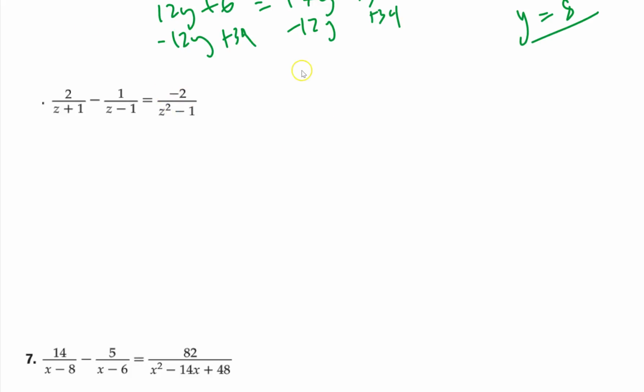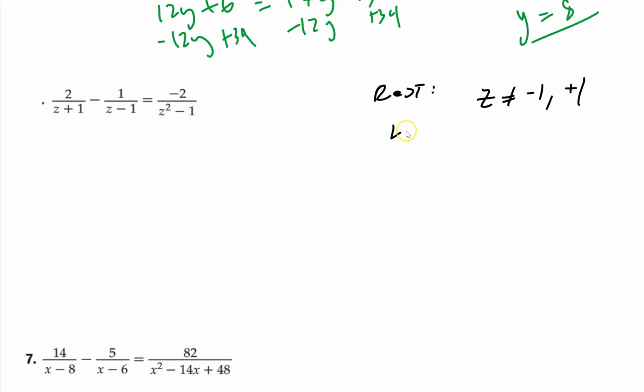So for the shortcut way, first I've got to find my restrictions. Set this equal to 0. You get z can't be negative 1. Set that equal to 0. Z can't be 1. And that's the same thing.